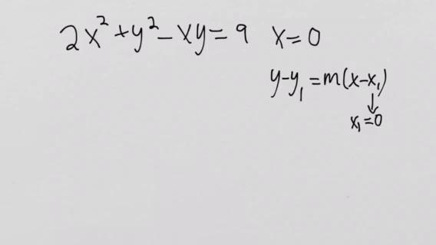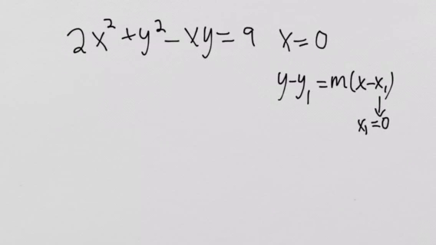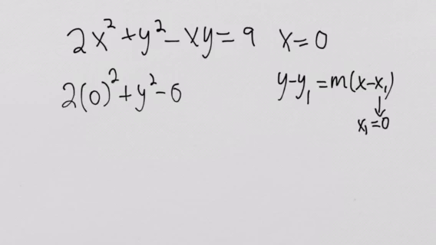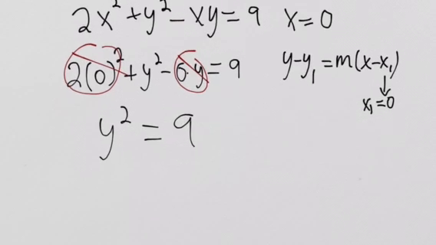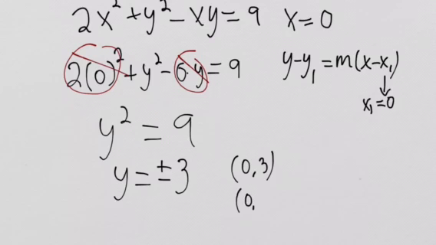So the first thing we can do is determine y1 by plugging x in and seeing what y is. So we get 2 times 0 squared plus y squared minus 0 times y equals 9. So then we get y squared. Okay, so 2 times 0 squared is 0. 0 times y is 0. So we're just left with y squared equals 9. So it turns out that y could actually be plus or minus 3. So we have a point at 0, 3 and a point at 0, negative 3.